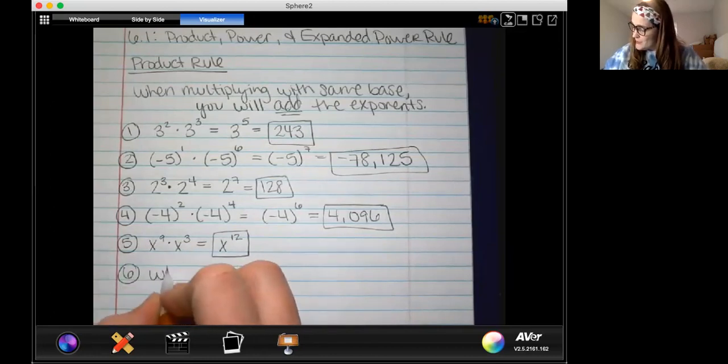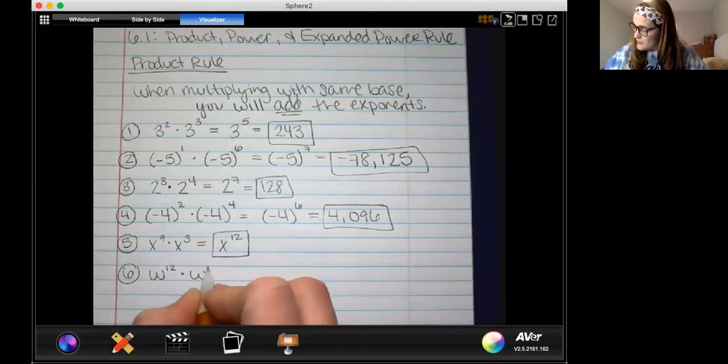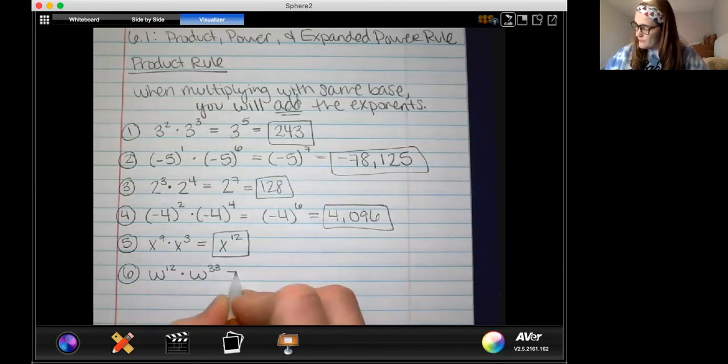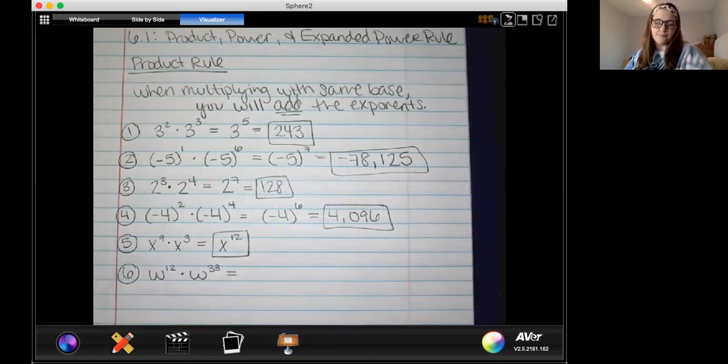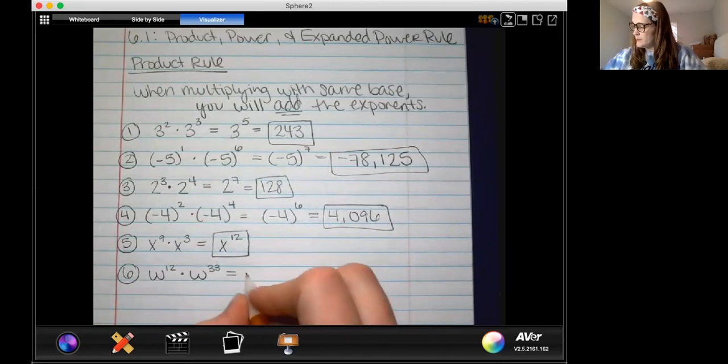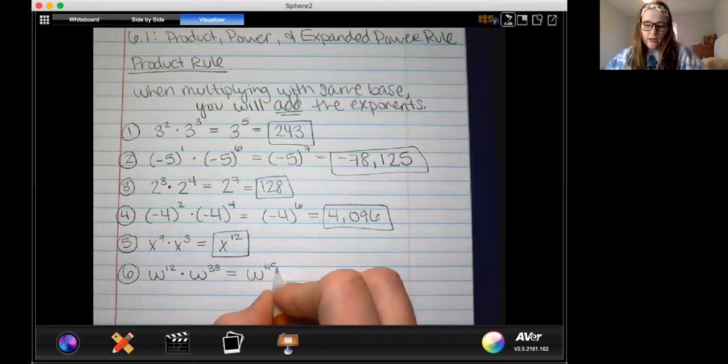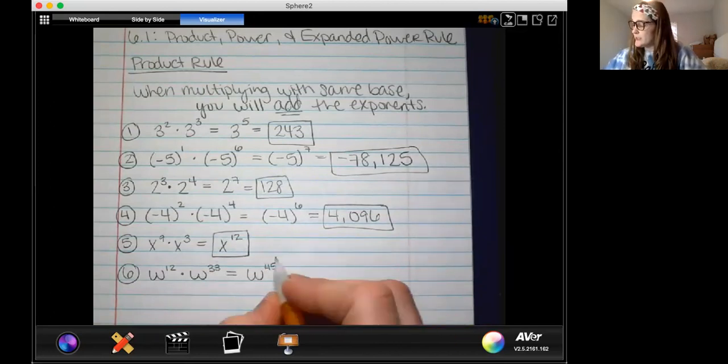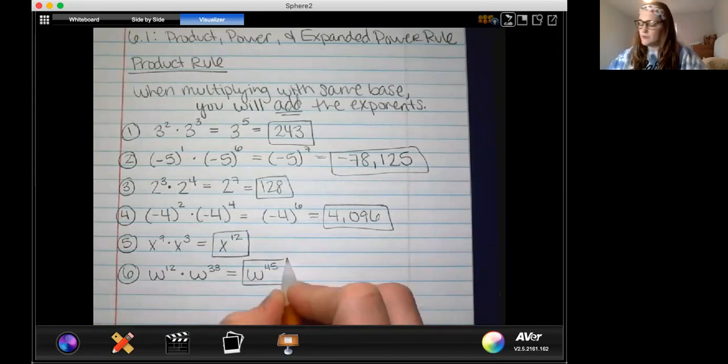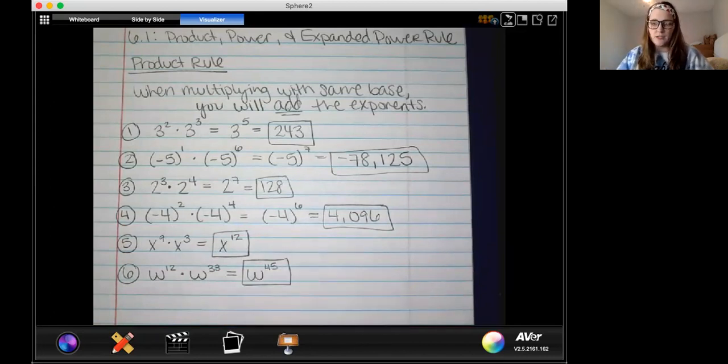Okay, w to the 12th times w to the 33rd. What does that one get? Practice your first grade adding. W to the 45th. And if you're looking for the caret on your calculator or on your keyboard, it's the 6th button. So shift 6 is your caret.